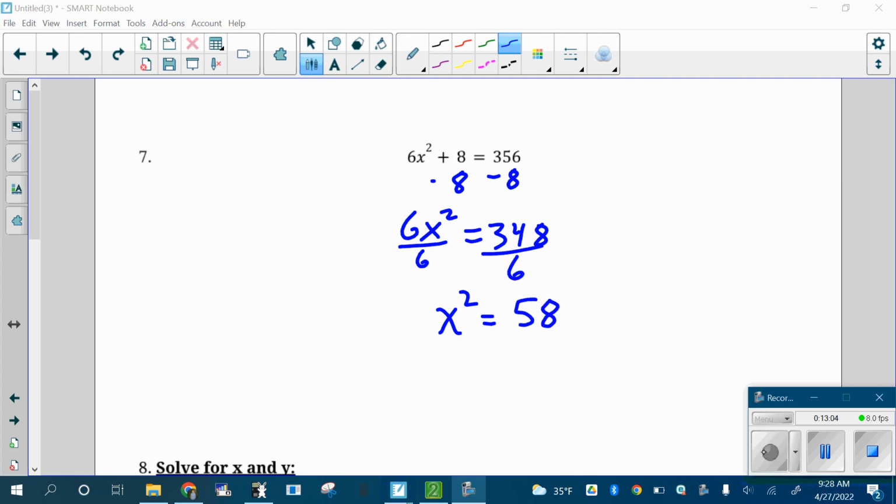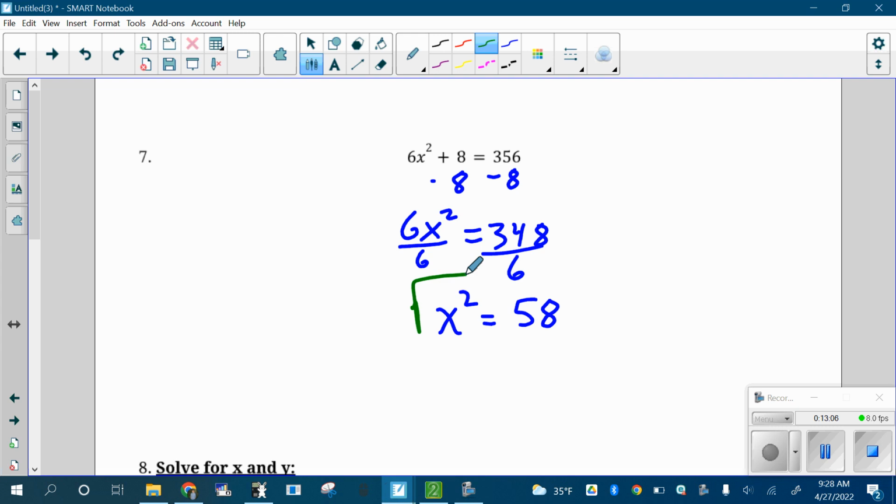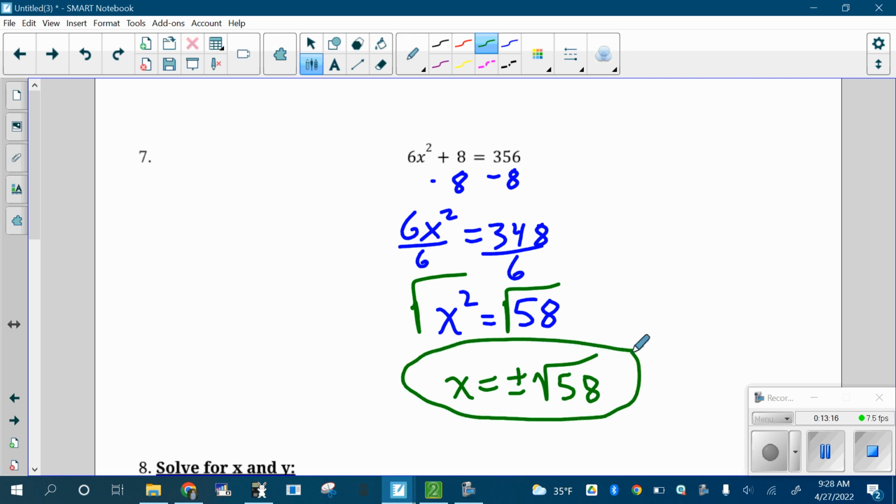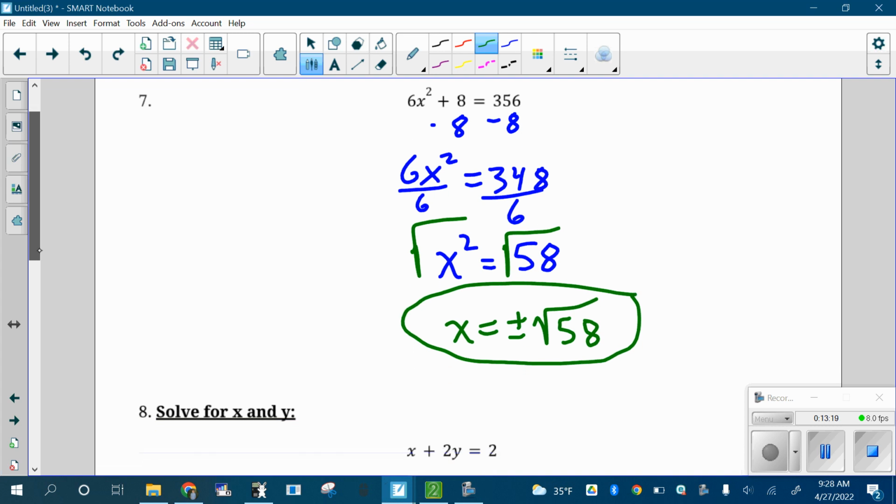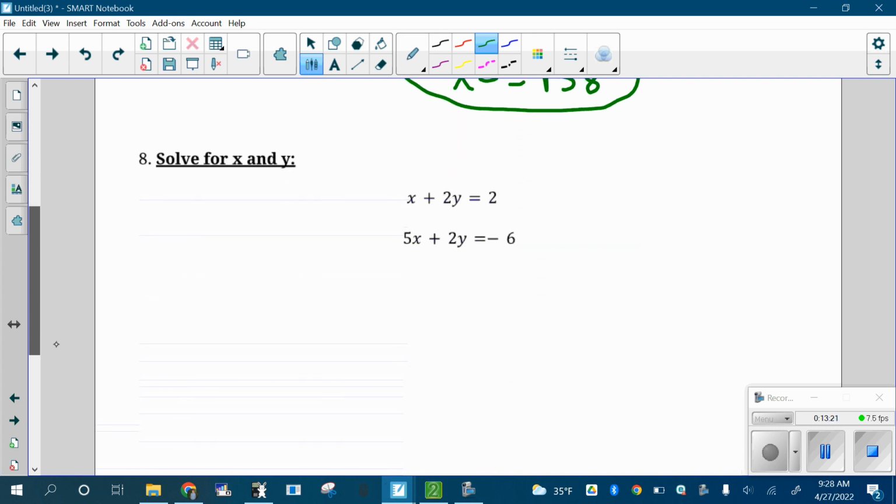And lastly, to get rid of the squared, I'm going to square root both sides. Don't forget the plus or minus. I get plus or minus the square root of 58. I can't break down the square root of 58. I'm just going to leave it right like that. Okay. Last equation here is the system of equations. I have 2 different equations.